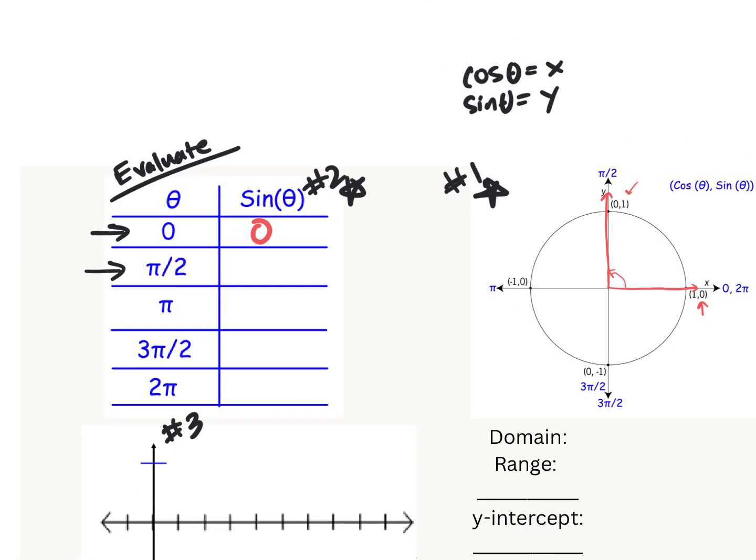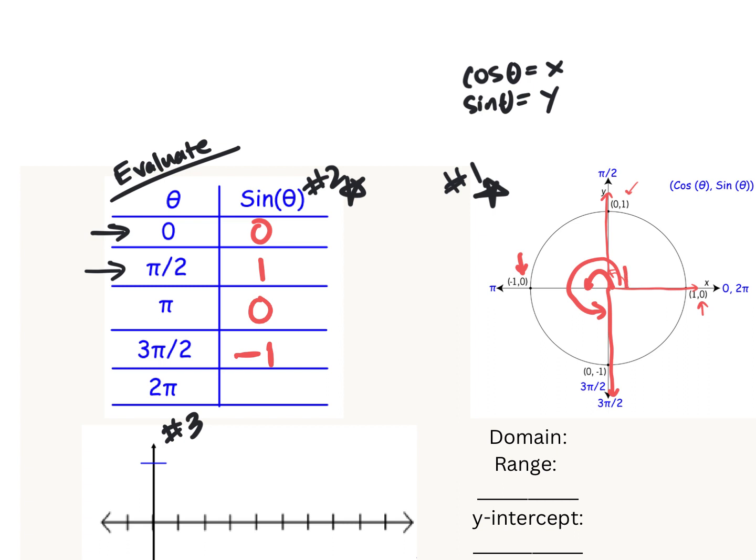So I'd go from 0, 0 to pi halves, 1. Then I'm going to graph pi. So you'll notice pi goes all the way around to the left half or the negative side of the x-axis. My y-coordinate's 0 again. And then 3 pi halves, I'm going to go all the way around to that negative version of the y-axis. And you'll notice my y-coordinate's -1.